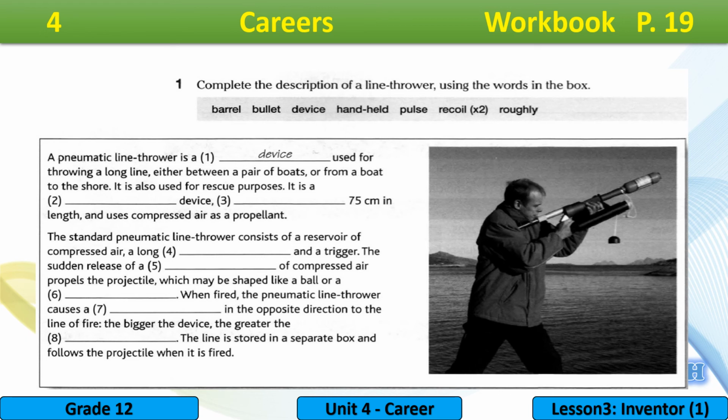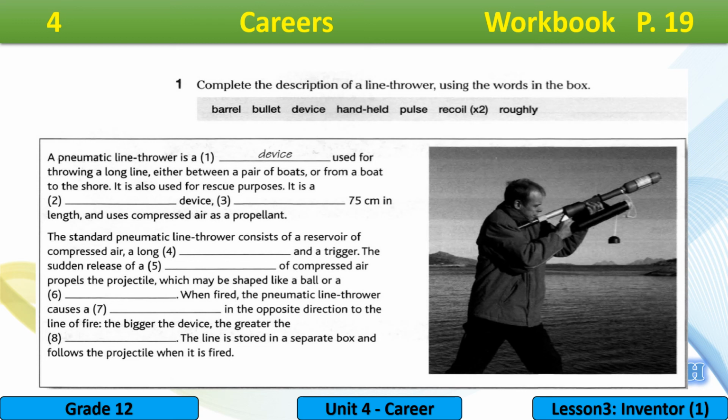Our last exercise for today is from your workbooks. Please move to your workbooks, page 19, and do exercise number 1. Complete the description of a line thrower using the words in the box. The words are barrel, bullet, device, handheld, pulse, recoil, which you have to use 2 times, and the last word is roughly. Dear students, please use the dictionary to find the meanings of any word you don't know.